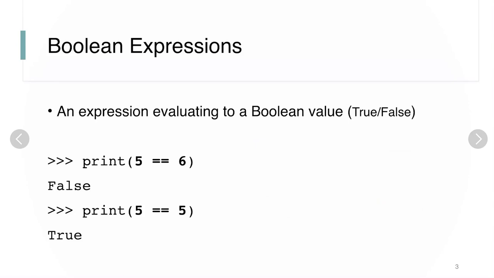You compare 5 to 6, whether they are equal. By the way, here the equal sign twice represents a comparison operator, and this is false. So then when you print it, it prints false. But if you compare 5 to 5, and they are equal, it evaluates to true.